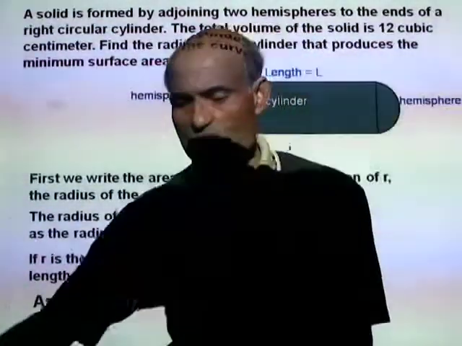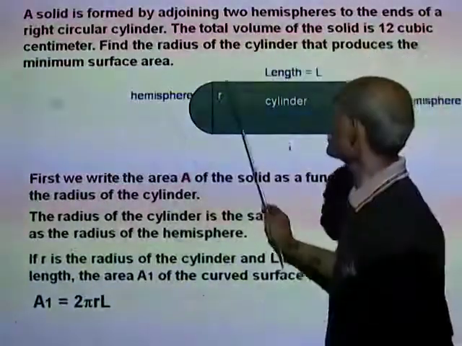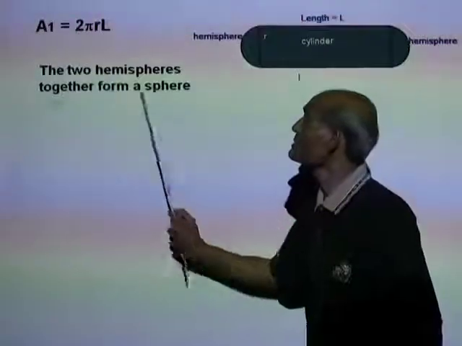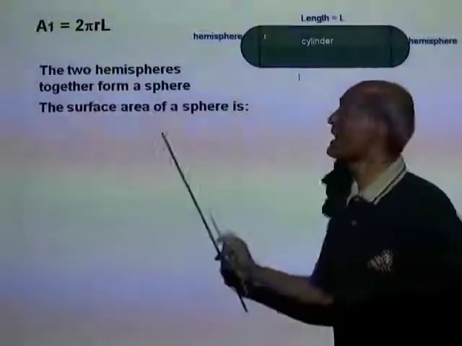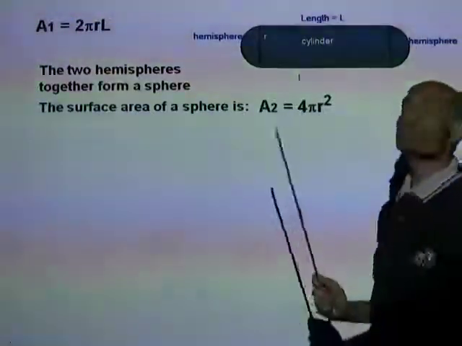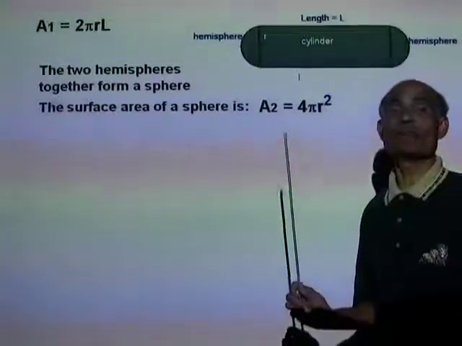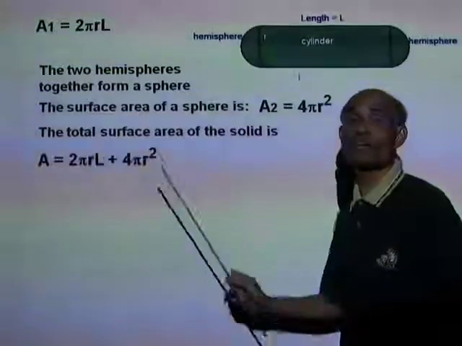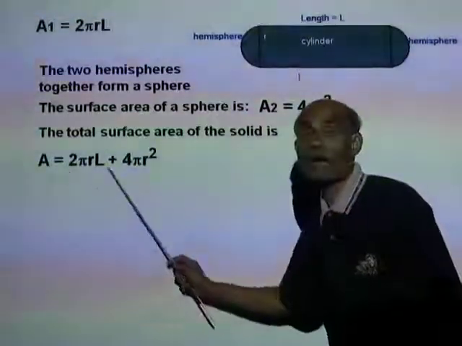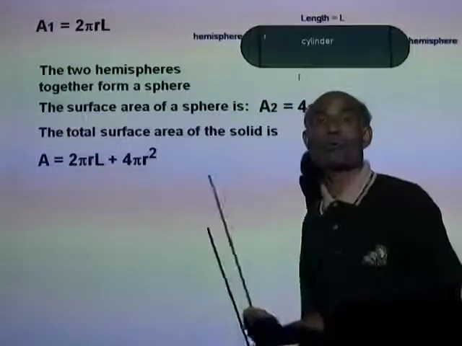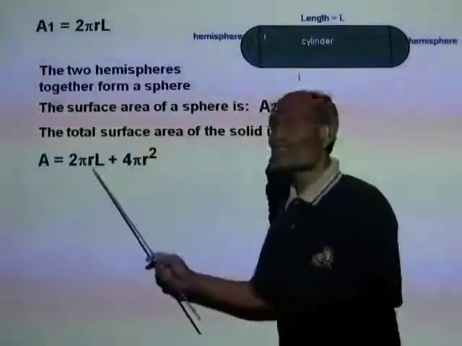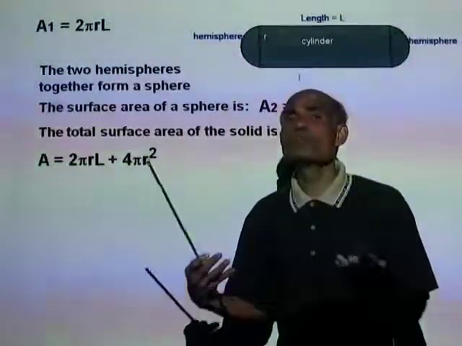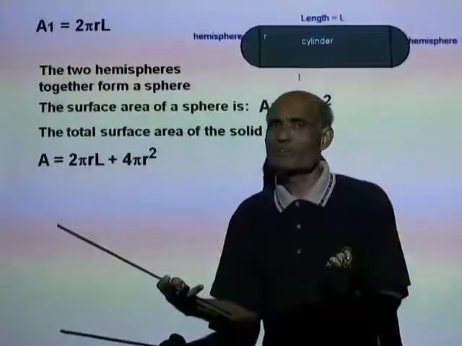That is the surface area A1 of the right circular cylinder. And the two hemispheres together form a sphere, and the total area will be 4 pi r squared. Therefore, the total surface area of the solid is 2 pi r L plus 4 pi r squared. Now, this is the function that we need to optimize. We need to maximize or minimize.